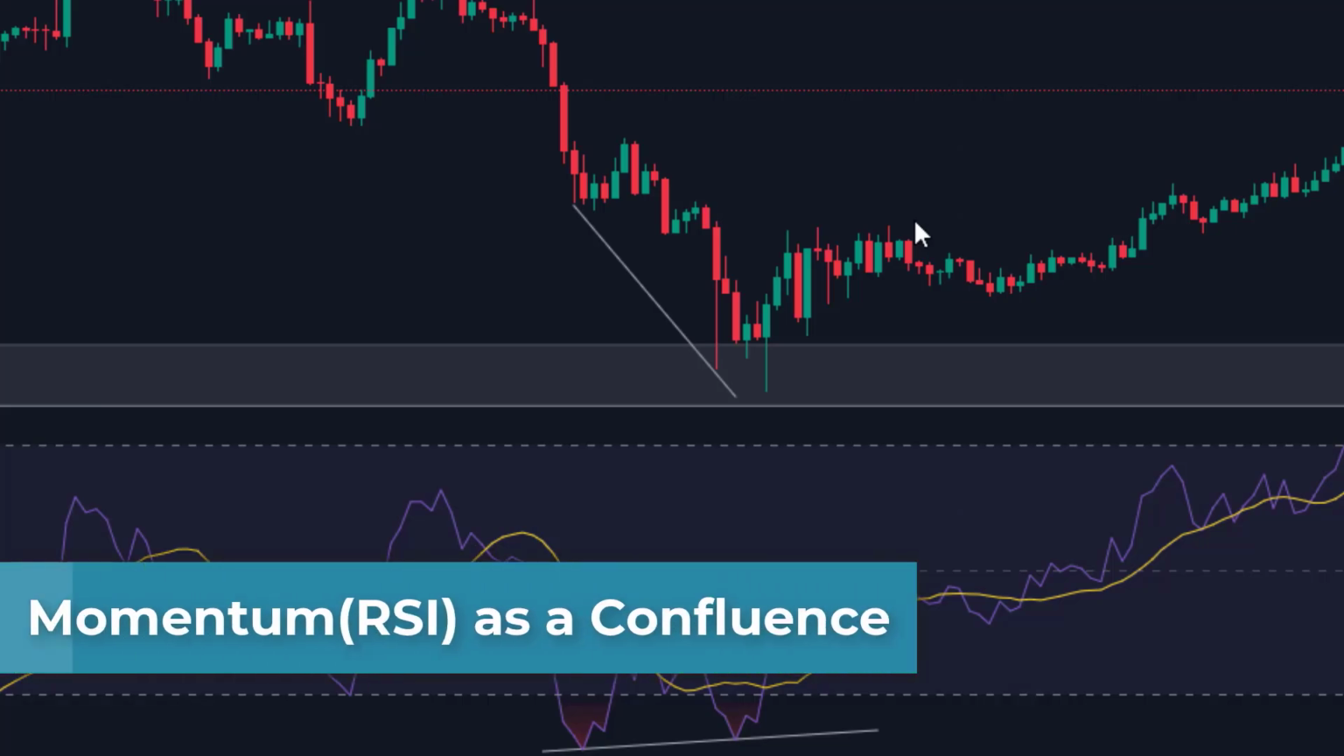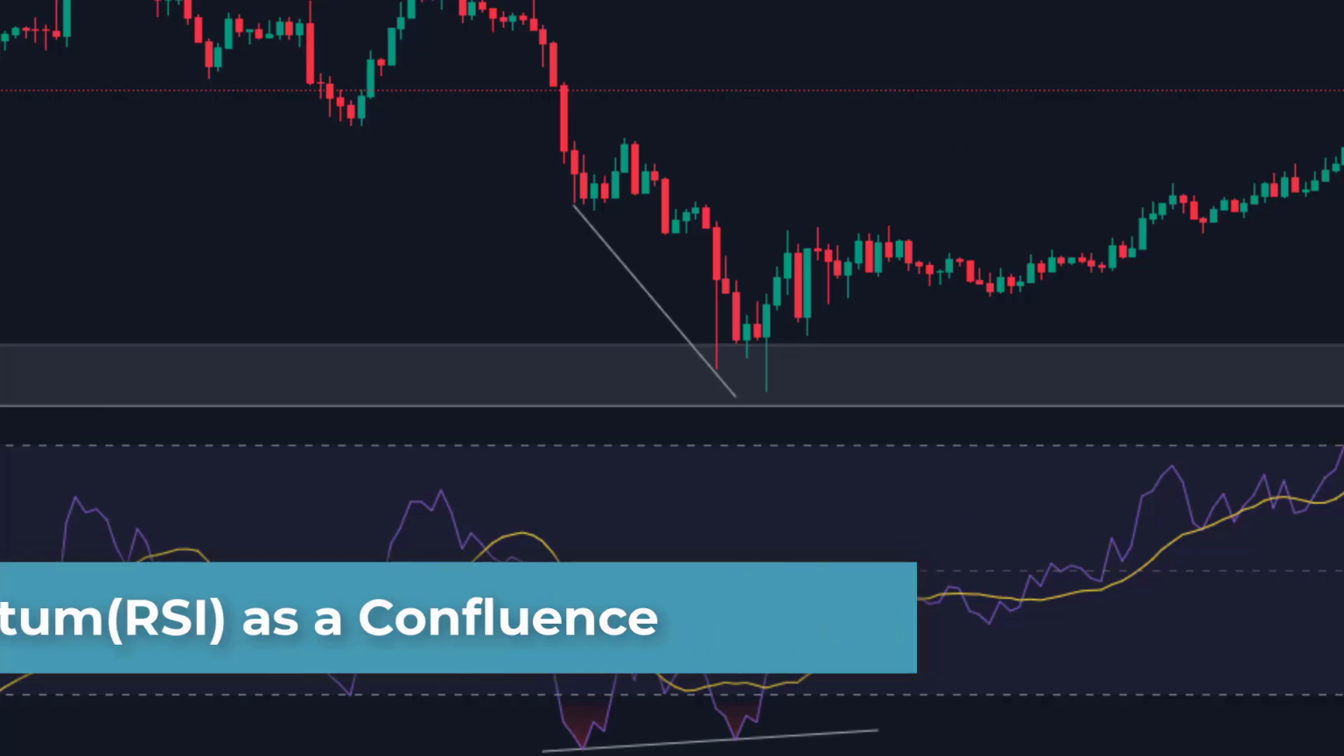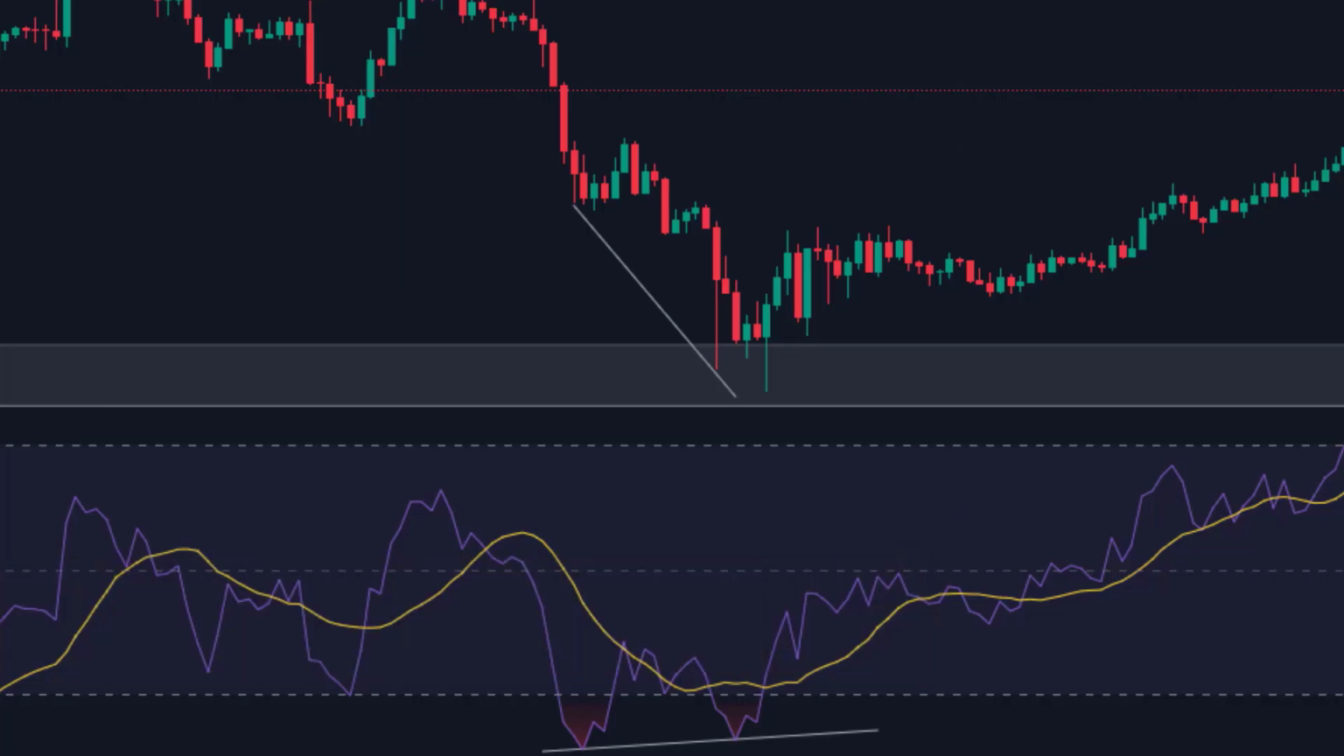RSI is one of the most misunderstood indicators in trading. In this video, I'll show you how to use RSI and RSI divergences properly as a confluence with price action, not as a buy or sell signal.